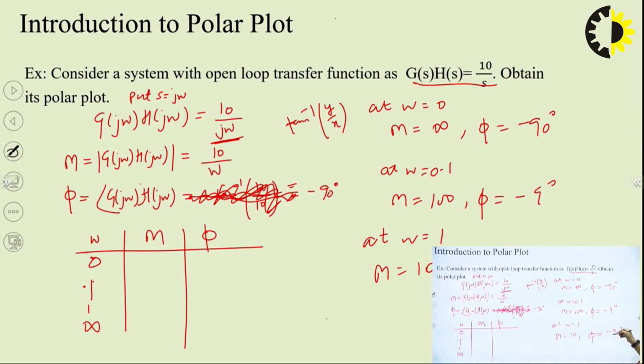So you can see I am getting phi equal to minus 90 degrees at all the values. Now I will put omega equals infinity. At infinity, the magnitude will be 0 and the angle will again be minus 90 degrees. Now, taking all these points, I can draw the polar plot.